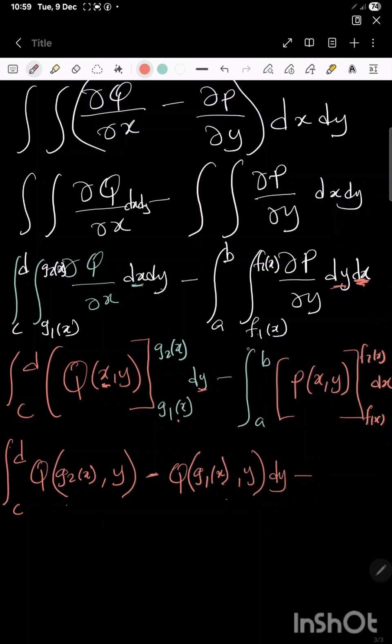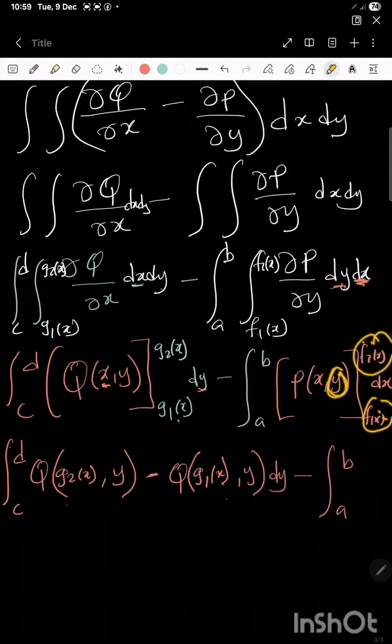Minus, you come here, you keep the integral from a to b, and here we've already integrated with respect to y. So we need to put the upper limit and lower limit where there is y. By doing so, our upper limit, let me start from here.